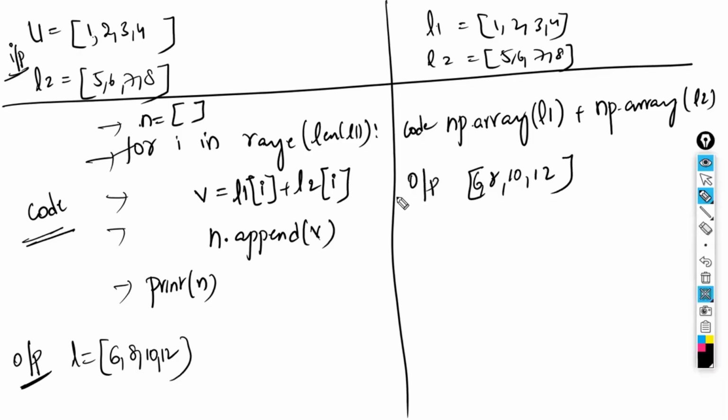Now this earlier one is core Python code, and this is NumPy code. What is the difference between these two? Here it is 5 lines of code, whereas here it is just 1 line of code. That is the advantage of NumPy. But in the backend, NumPy will consider an empty list, a for loop, and within that for loop the append function.